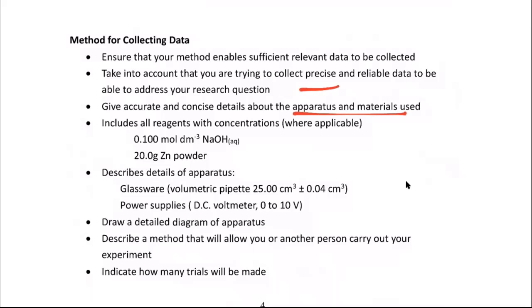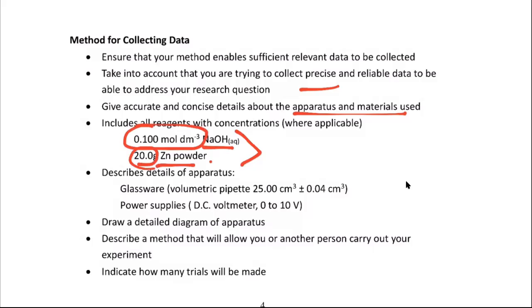And also, if you're using solutions, you need to give me concentrations. So for example, if I'm going to use sodium hydroxide, a solution, I need to tell me the molarity. What's the molarity of it? What's the concentration? If I'm using a solid, I need to say, well, it's zinc powder, and I need to give the mass. How much of it am I using?